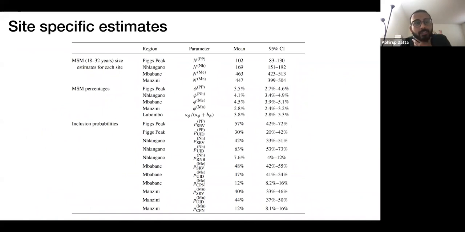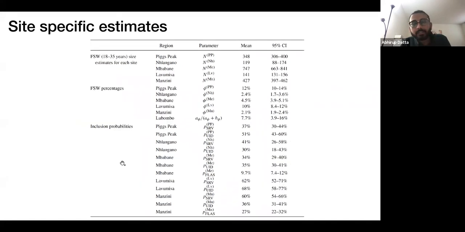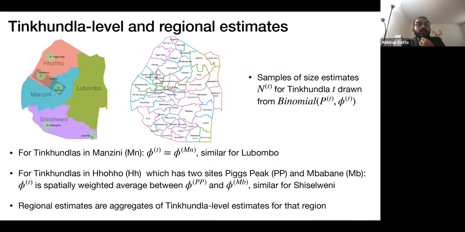So these are the site-specific estimates. I'm not going to go over these too much, but as you can see, the proportion of the male population that are MSM varies from around 3% to like 4.5%. And the inclusion probability goes from around 8% to as high as 60%, depending on the source and the region. Similar thing for the FSW. I'm not going to go into these results in detail.